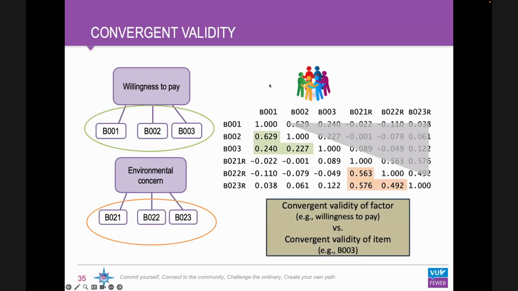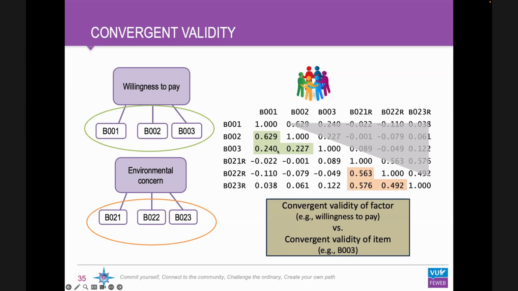So let me highlight those here. In this case, we want these correlations to be high and these correlations to be also high. The 1, 2, 3, the correlation within each other would establish the convergent validity of willingness to pay. And then these 3 correlations will establish the convergent validity of the environmental concern.